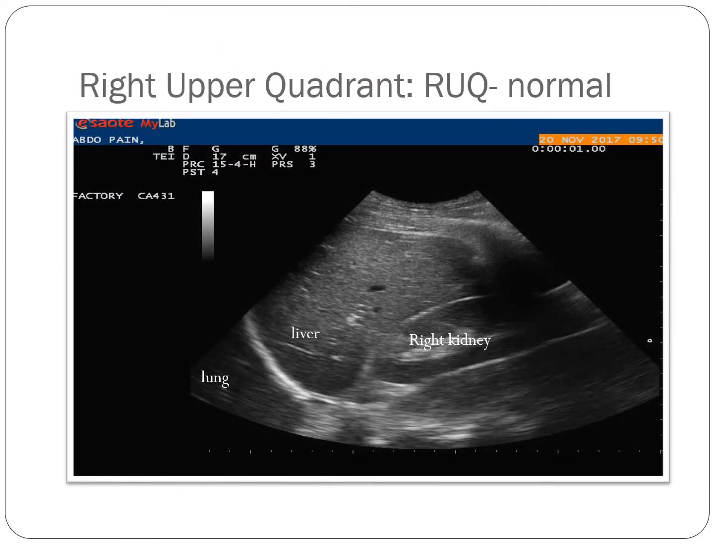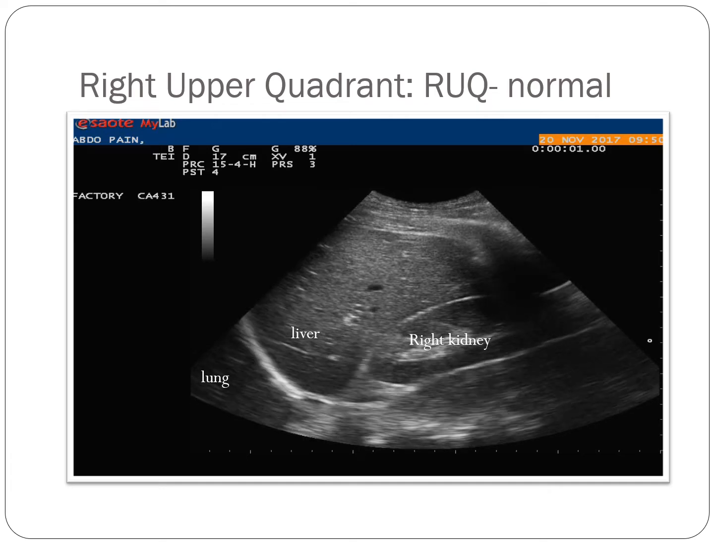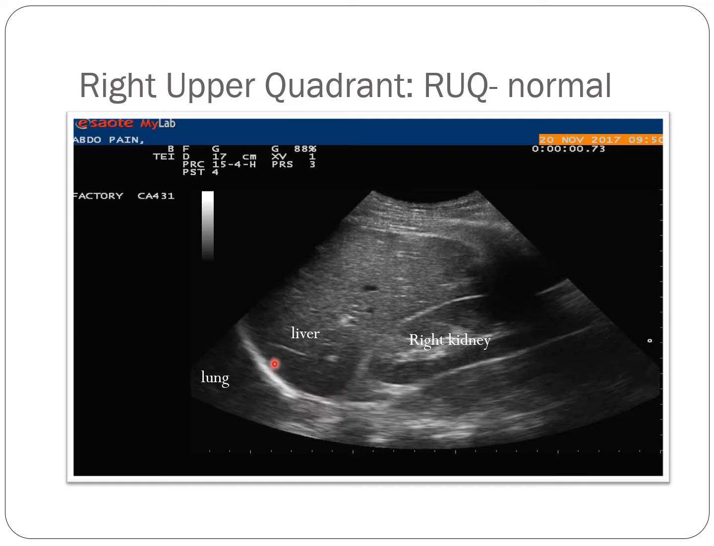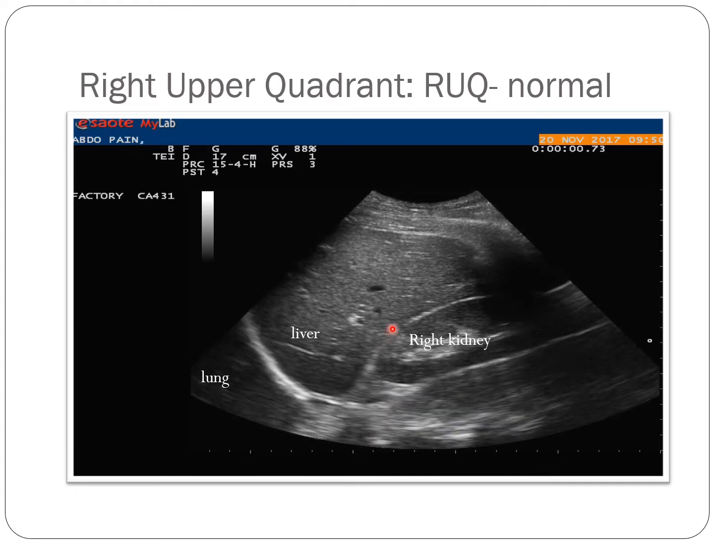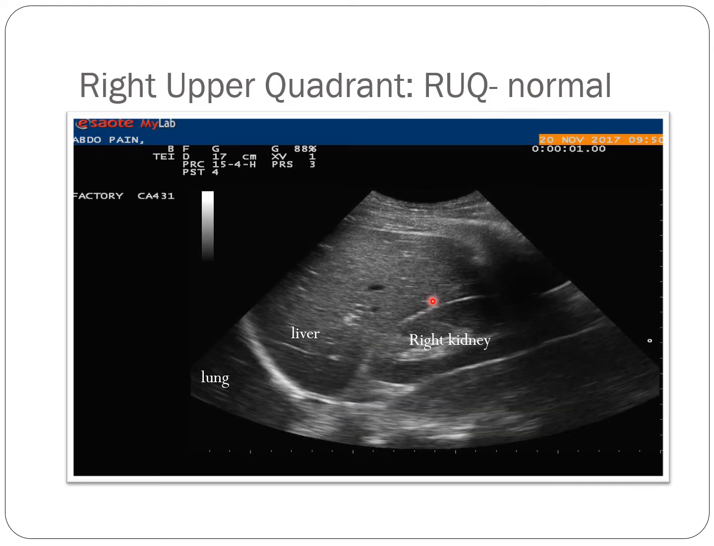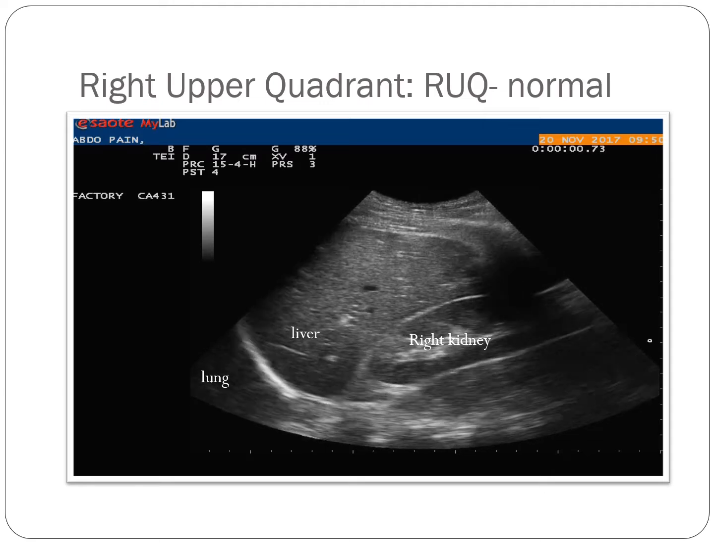So examining the patient in the right upper quadrant, what's normal and how does it look? You can see the liver and the diaphragm. Next to the diaphragm is the lung, and below the liver you can see the right kidney. If you expect free fluid, it will be between the kidney and the liver, in the so-called Morrison's pouch.